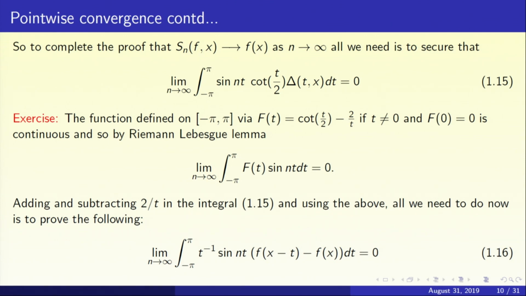That means our problem of proving S_n f(x) converging to f(x) boils down to checking 1.16 in this slide. Namely, we need to check that the limit as n tends to infinity of the integral from minus pi to pi of t inverse sine nt times f(x minus t) minus f(x) dt should go to 0. So instead of cot(t/2), I replaced it by 2 upon t. 2 is an innocent constant, and so we are just reduced to proving 1.16.